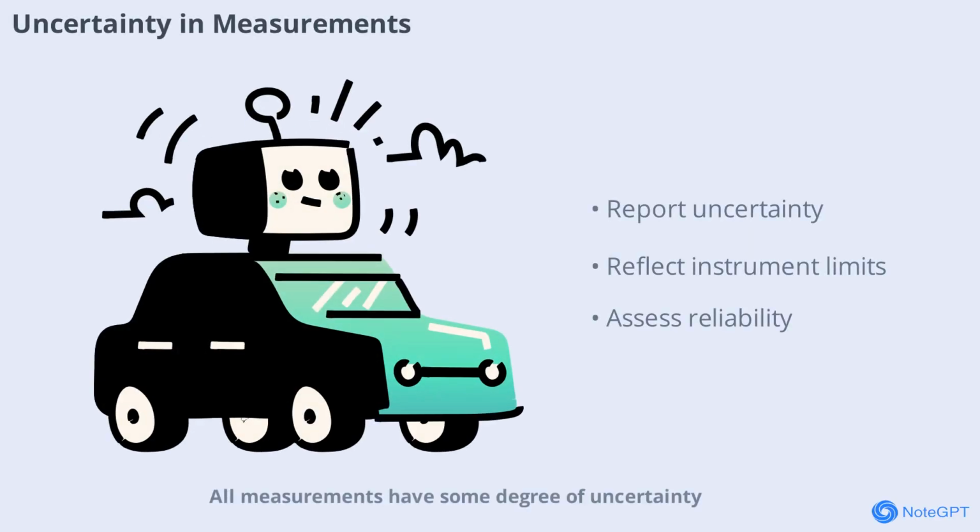All measurements have some degree of uncertainty, which should be reported alongside the value and unit. Uncertainty reflects the limitations of measuring instruments and methods. Including uncertainty helps others assess the reliability of your results and compare them with other data.